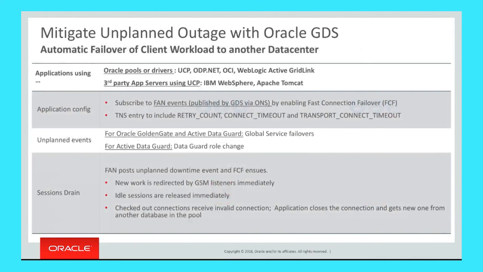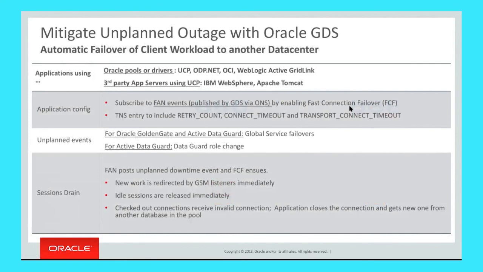So as you've seen, there is no big configuration change. All you would do is, in your application, whether it's UCP or TNS names, you use the service that you created, you follow the best practices, and you make sure that fast connection failover is enabled.